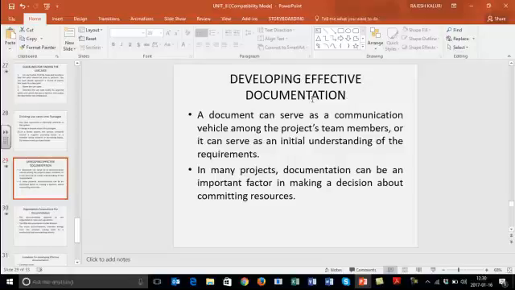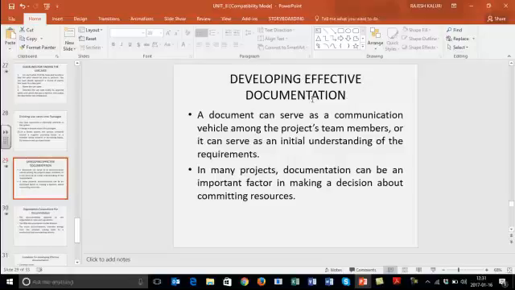So what are the major steps, or the major things needed? A document can serve as a communication vehicle among the project's team members, or the group members, or it can serve as an initial understanding of the requirements. In many projects, documentation plays an important factor in making a decision about committing resources. Without proper documentation, they will not go to the further steps.